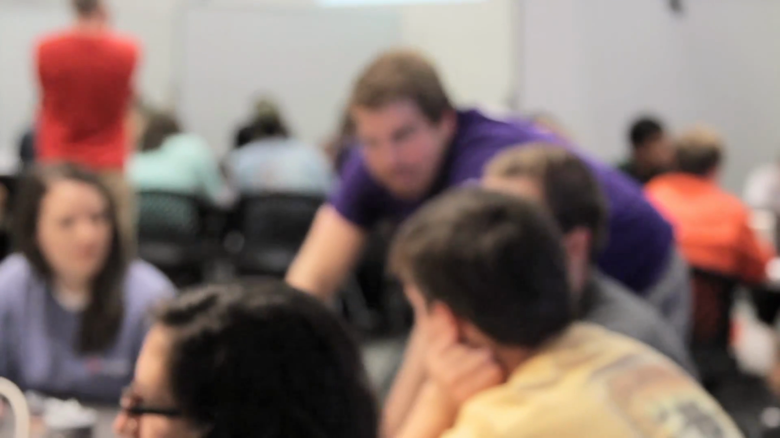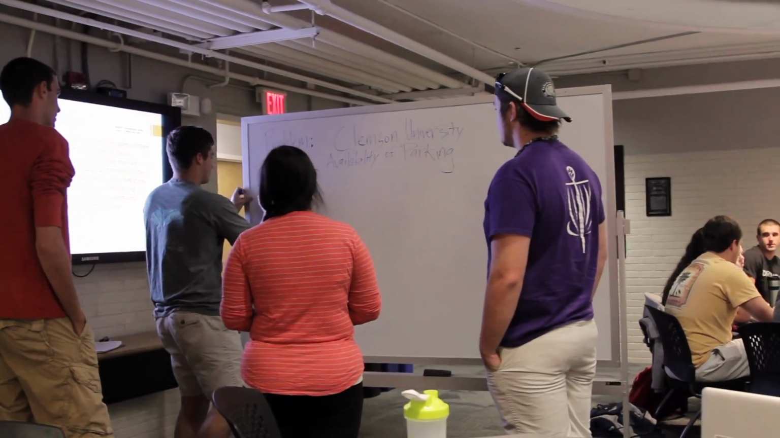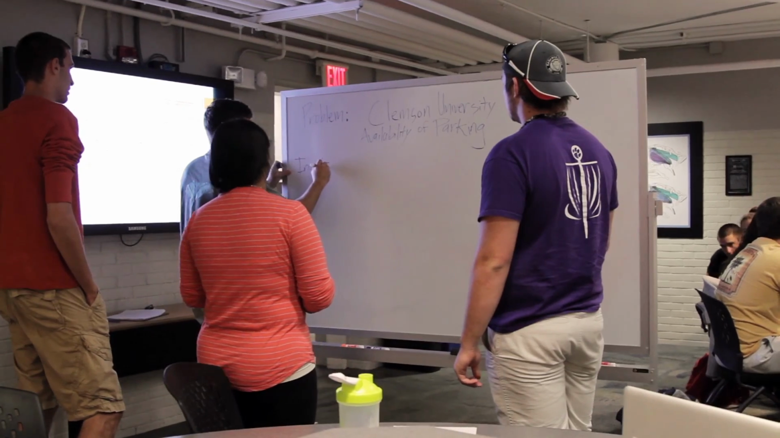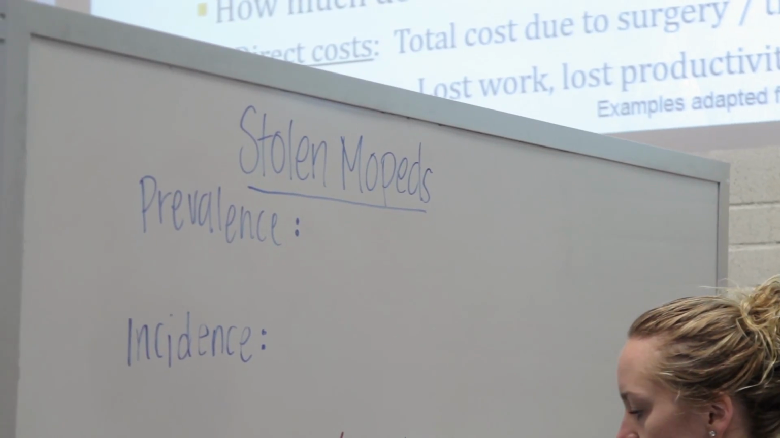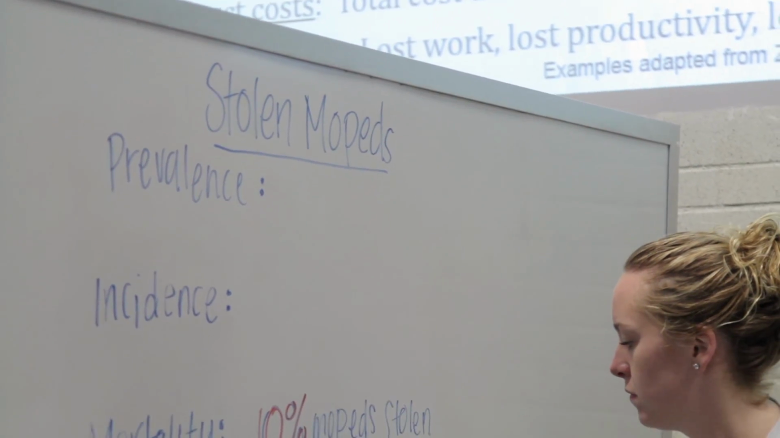So in class, what we do is we say, okay, pick a problem. Local problems are fun to do. And see if you can't give me those 4 numbers. It's hard. And it's even harder to convey to somebody why that is important or why that matters.